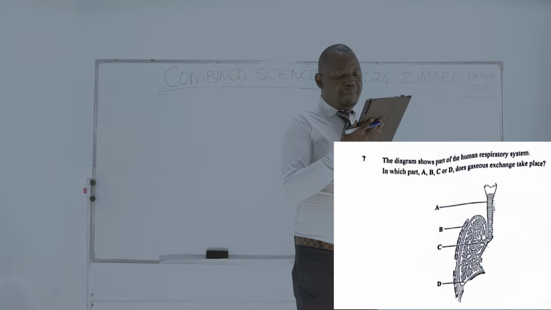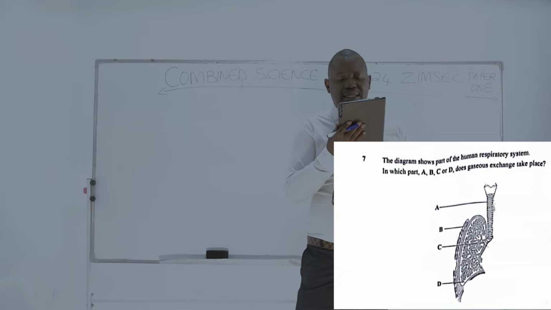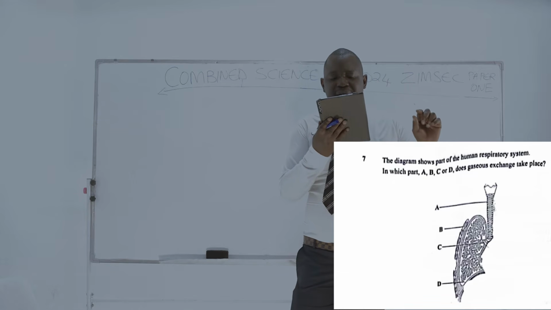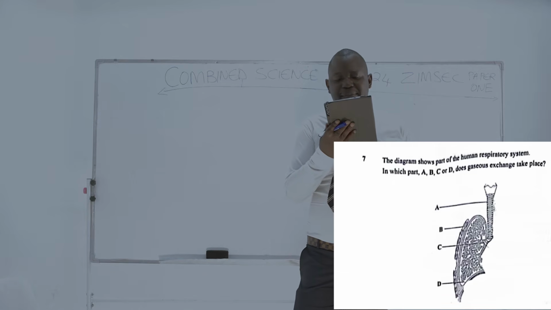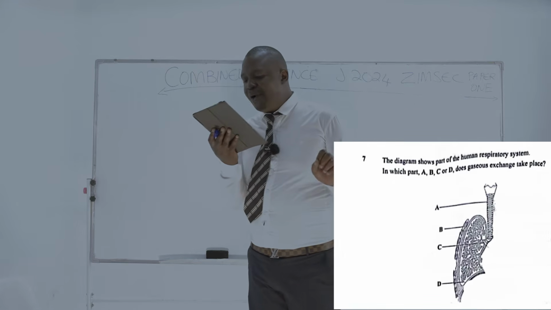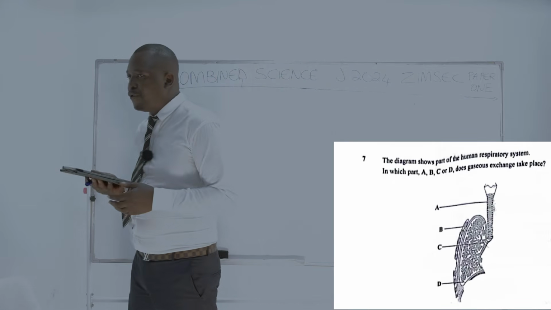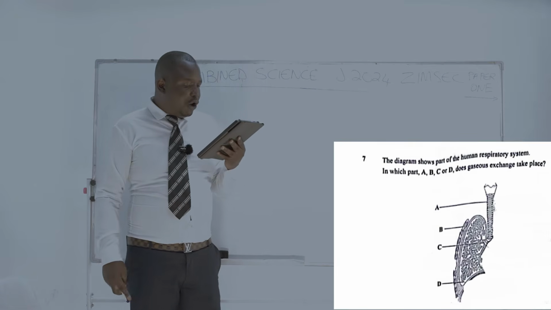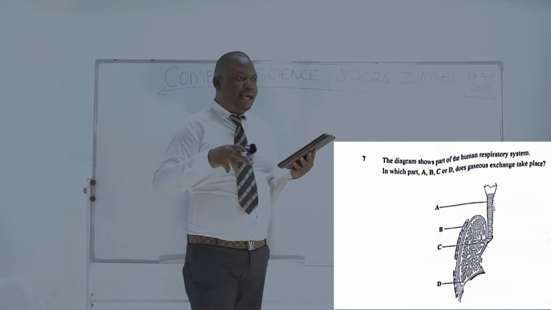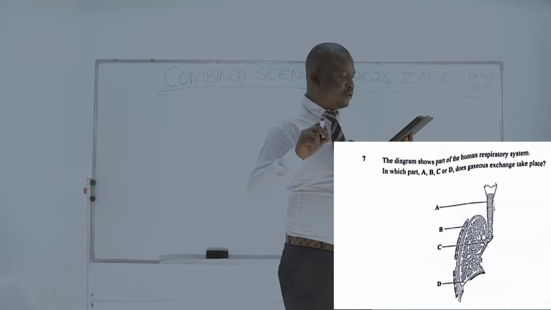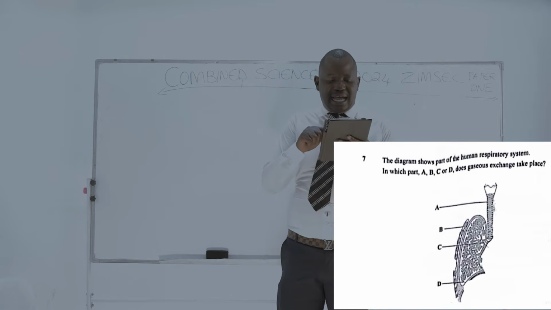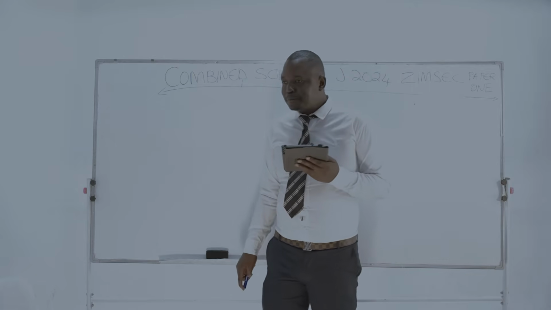So A is the trachea, then B is the intercostal muscles and the ribs. Then C is the bronchiole, then D is the alveolus or the air sacs. So gaseous exchange occurs within the alveolus or the air sacs. So question 7, D is the answer. Let's look at question 8.